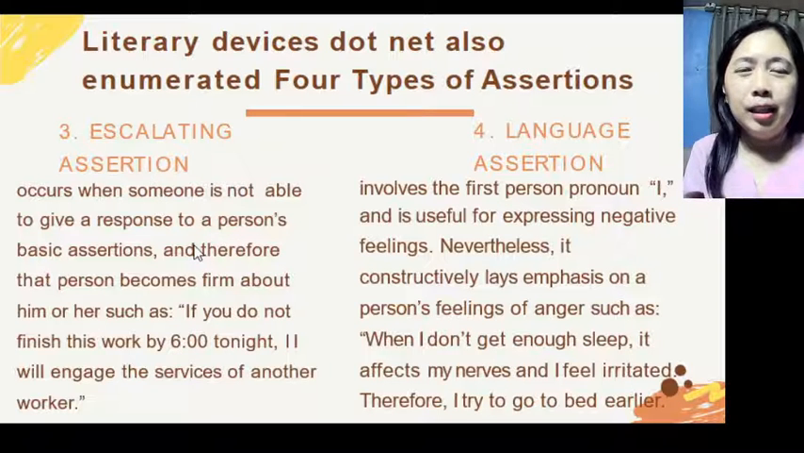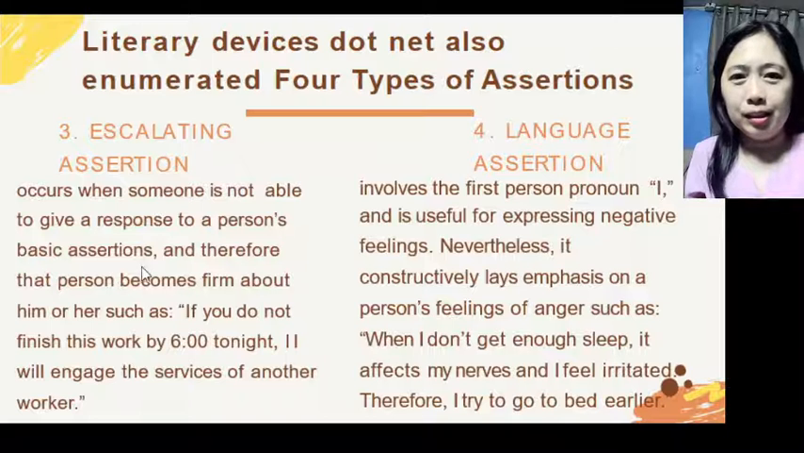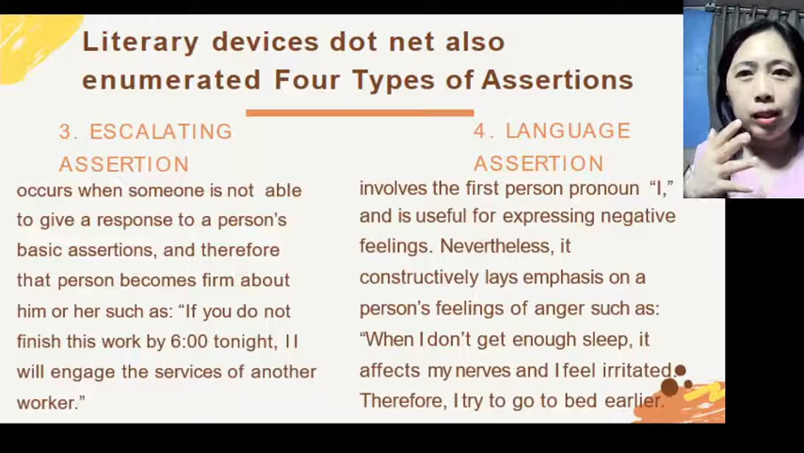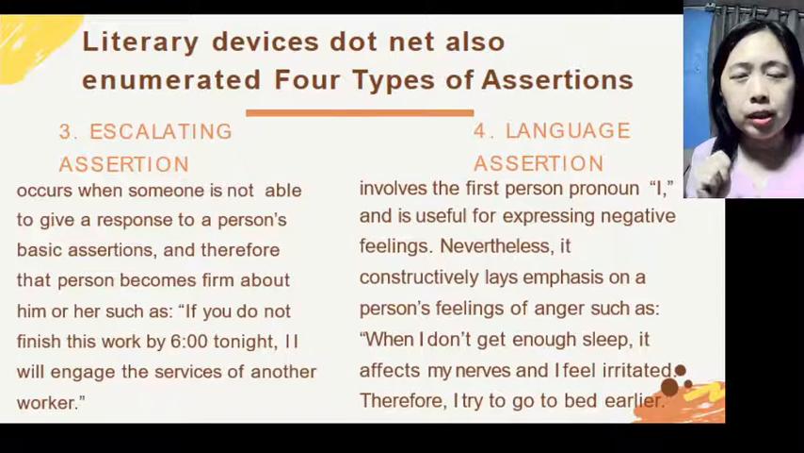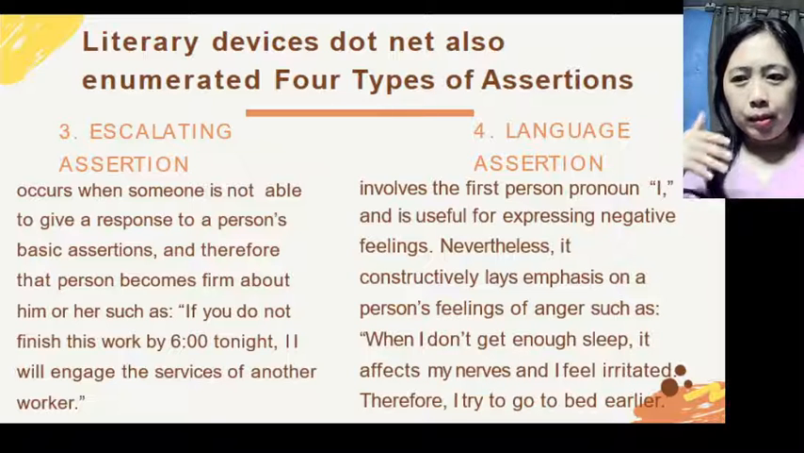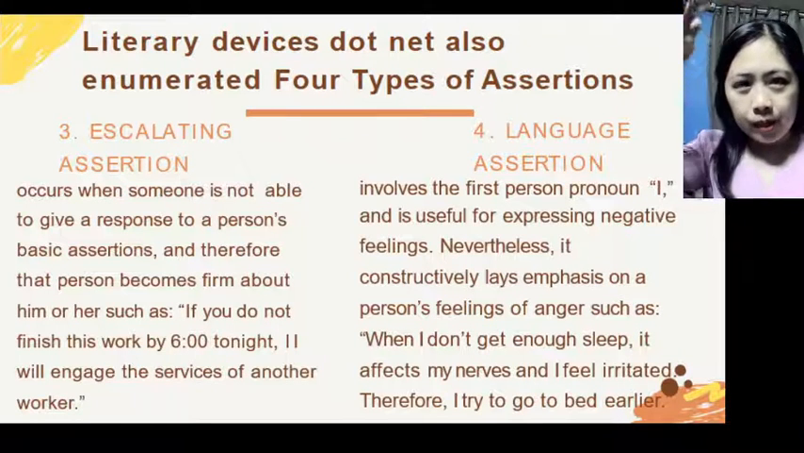Okay, so it occurs when someone is not able to give a response to a person's basic assertions. For example, a complaint from a parent: ma'am, nganong gamay man ang grado sa akong anak sa aning subject nga makita man gyud nako nga naningkamot siya og answer. So the advisor tried to solve the problem but it did not work. So it has to be escalated to the higher position.